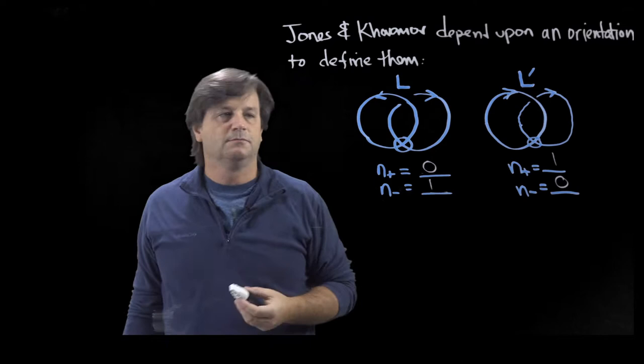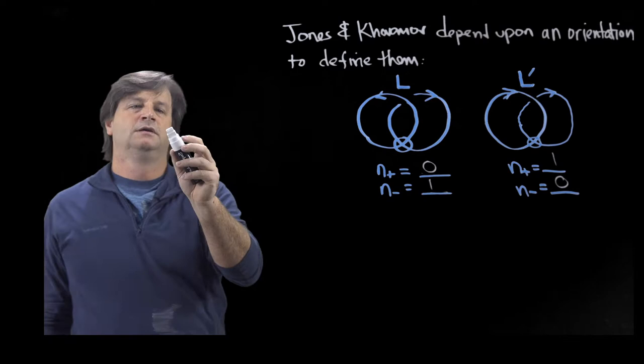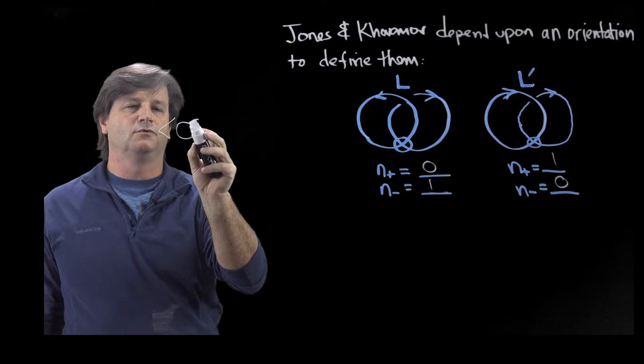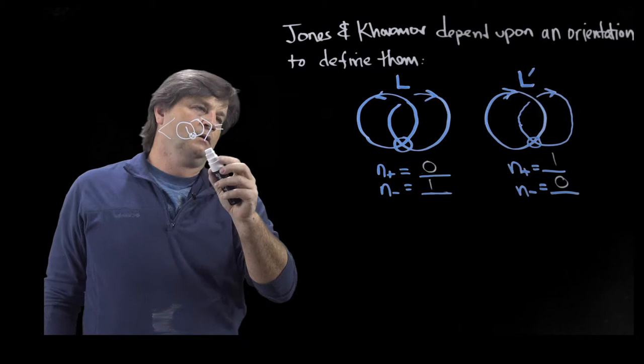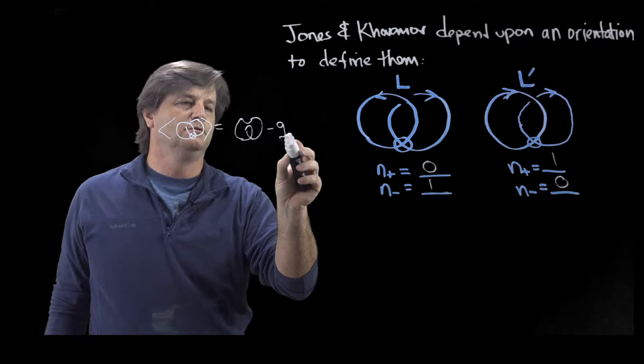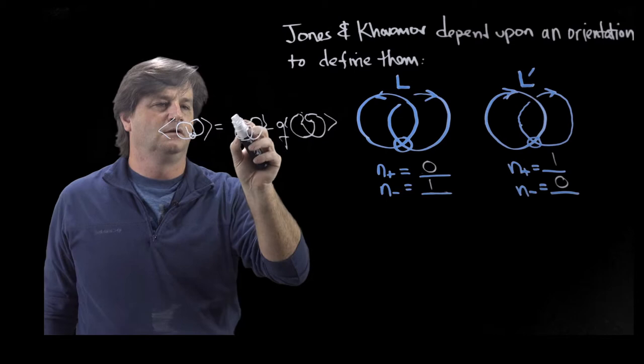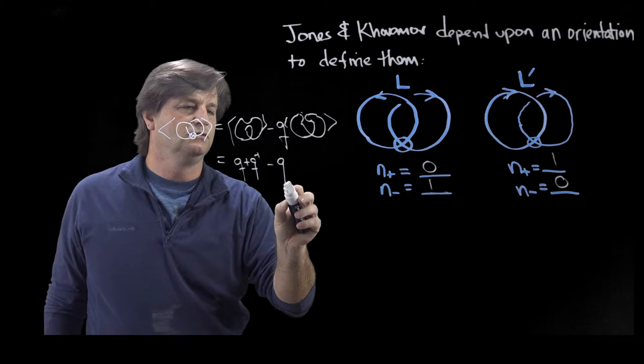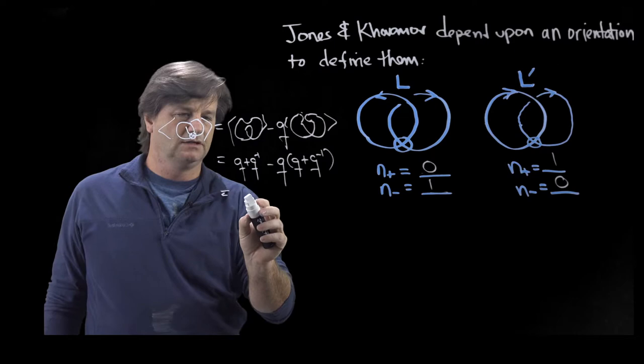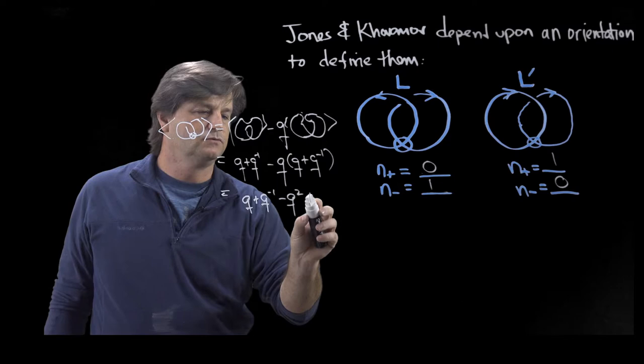Now, to compute the Jones polynomial, let's just do that really quickly. I'll do some scratch work right here. For the Kauffman bracket, we don't have to worry about the orientation. And what we get is something that looks like this, minus q, and then the B smoothing. And of course, this is q plus q inverse, minus q times q plus q inverse. And if we multiply that out, we just get q plus q inverse minus q squared plus 1.